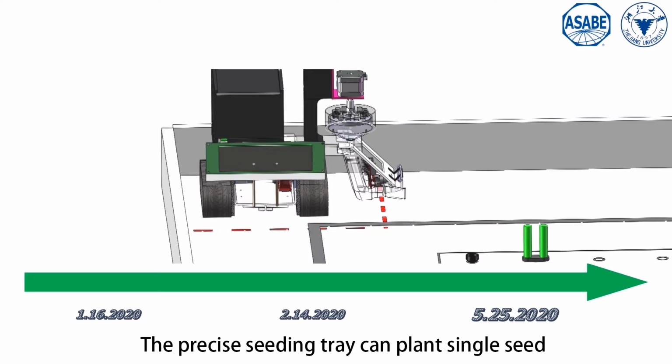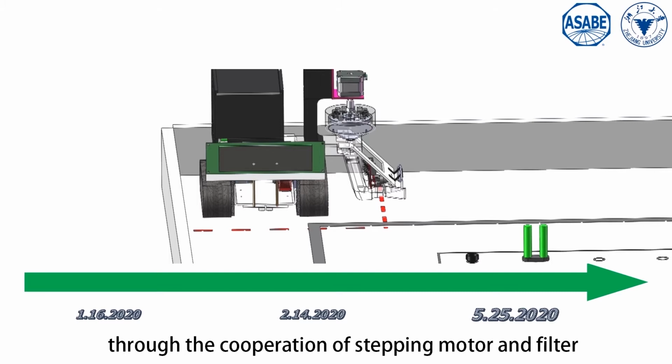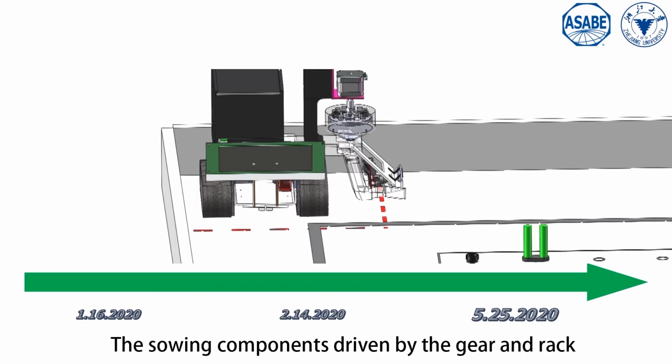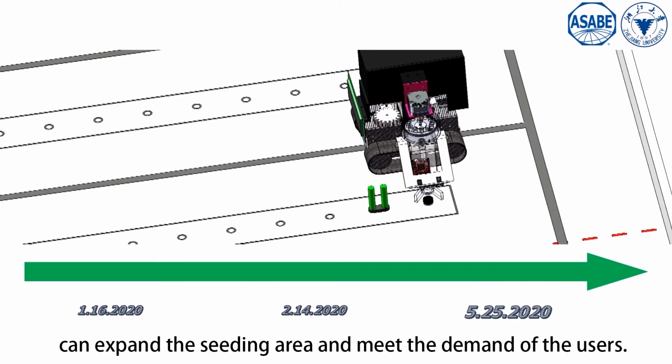The precise seating tray can plan a single seat through the cooperation of the stepping motor and filter, and it is convenient to add seats at any time. The seating components driven by the gear and rack can expand the seating area and meet the demand of the users.